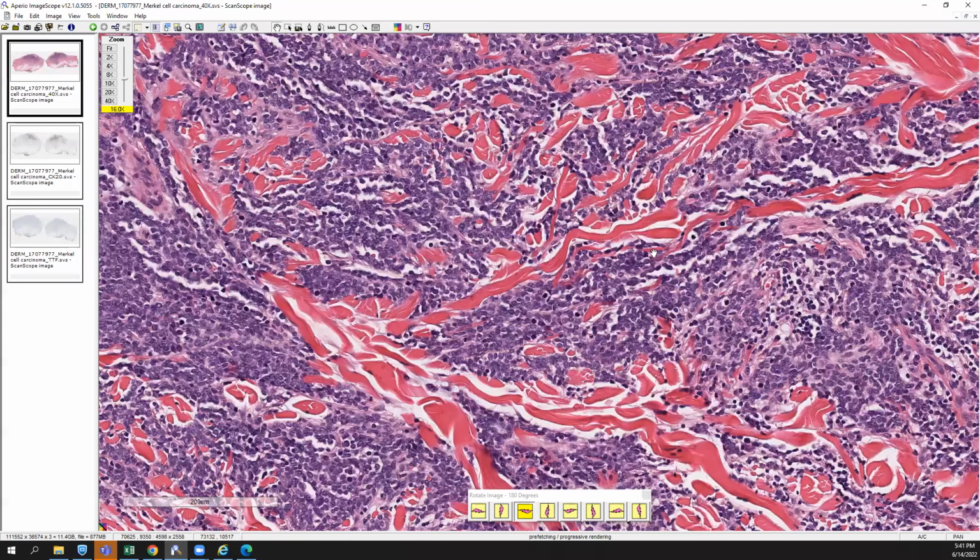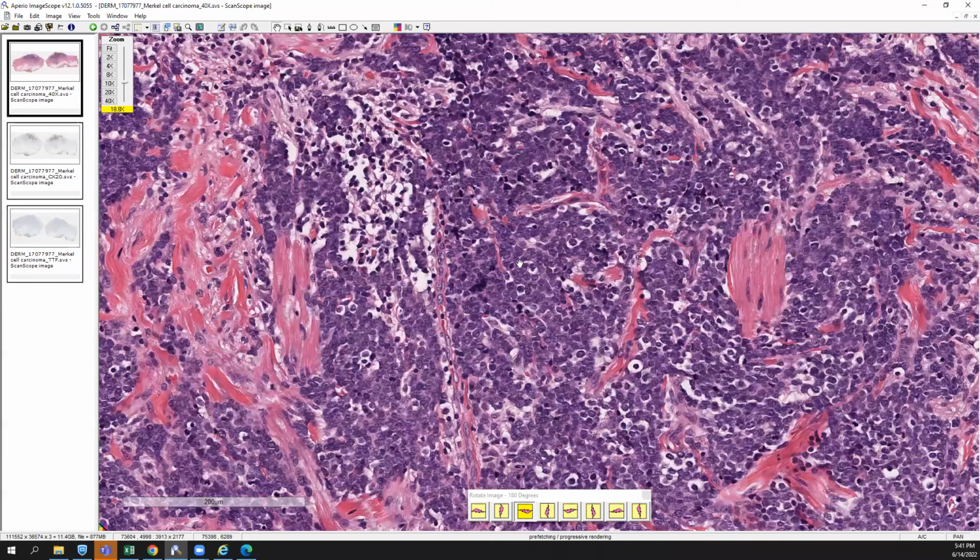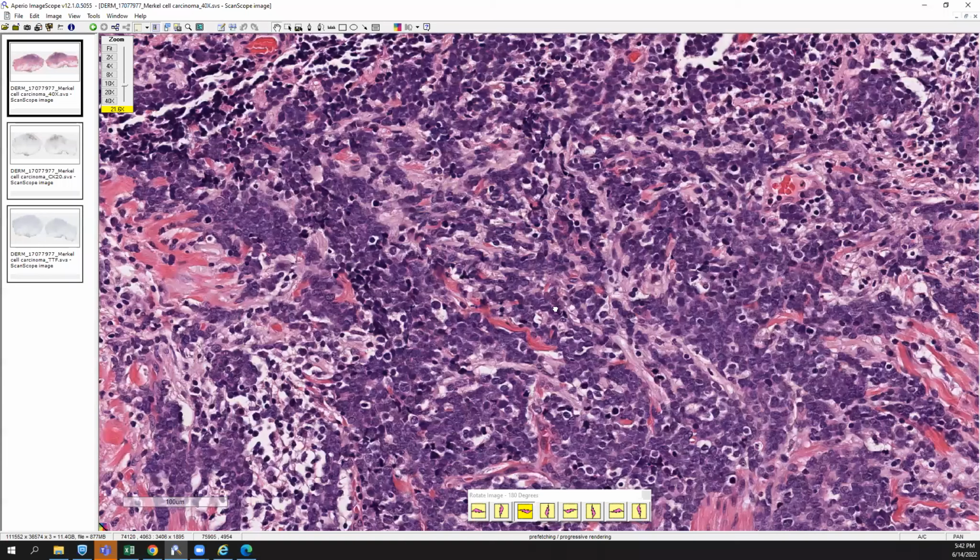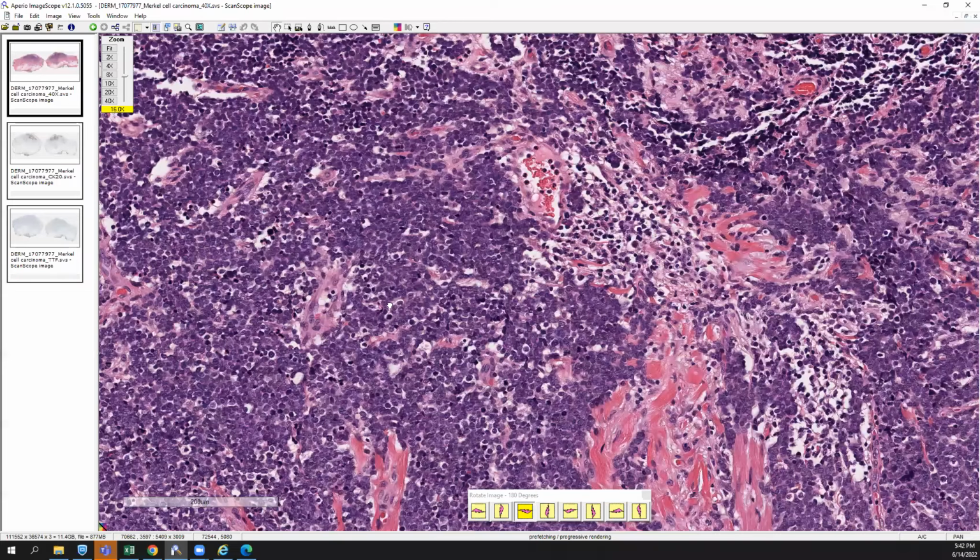So you may have thought of a Merkel cell carcinoma based on the way that these cells are pushing together and molding together. That's one of the hallmarks on histopathology before you do the stains. But of course, you have to do the stains to help confirm it.